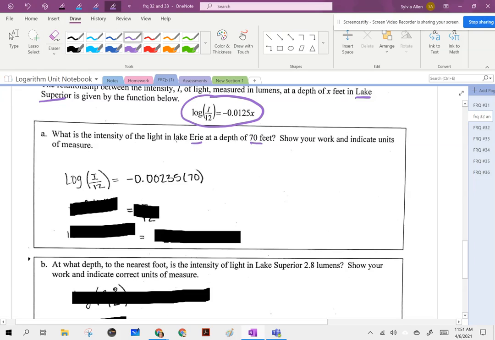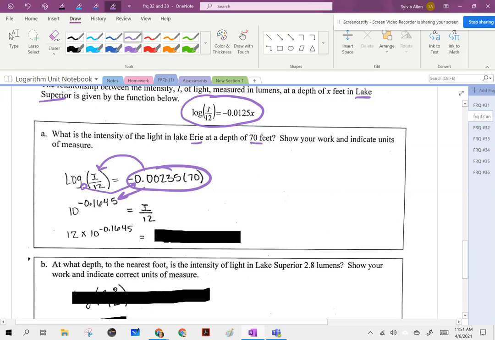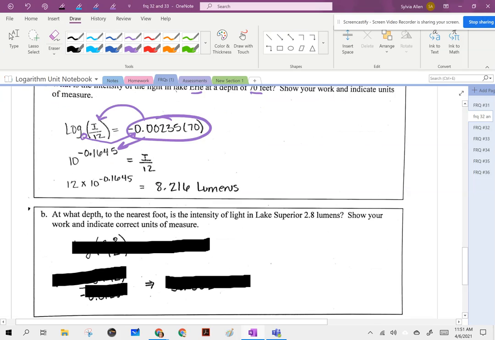So again, I'm just going to replace x with 70 and go ahead and solve for I. So remember the base of a log is 10, so 10 to this power is equal to I over 12. And then I just calculated this number, gave me this. And then I'm going to multiply both sides by 12 and then go to 3 decimal places. Okay, B.